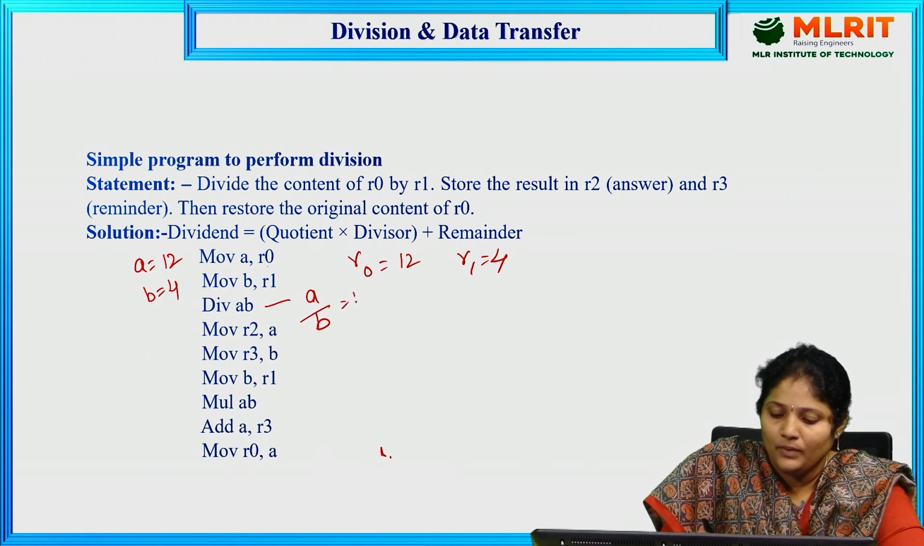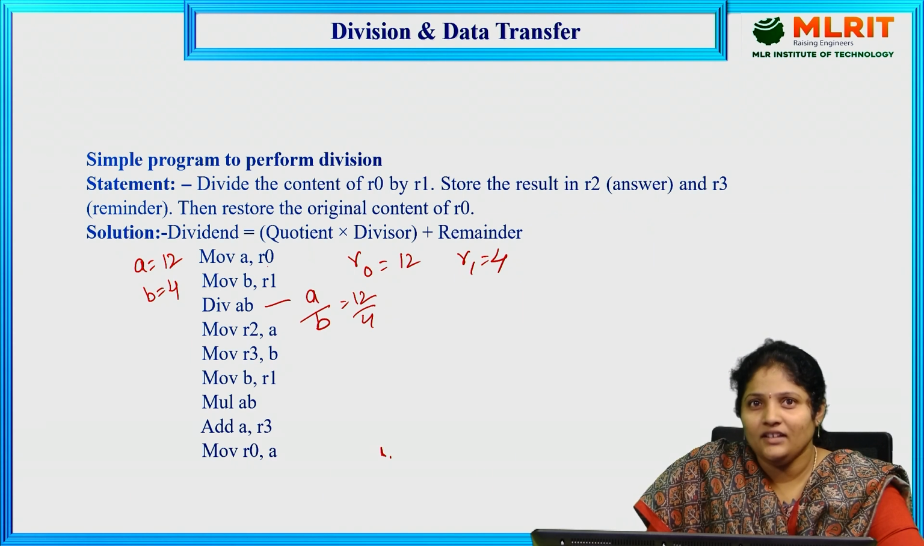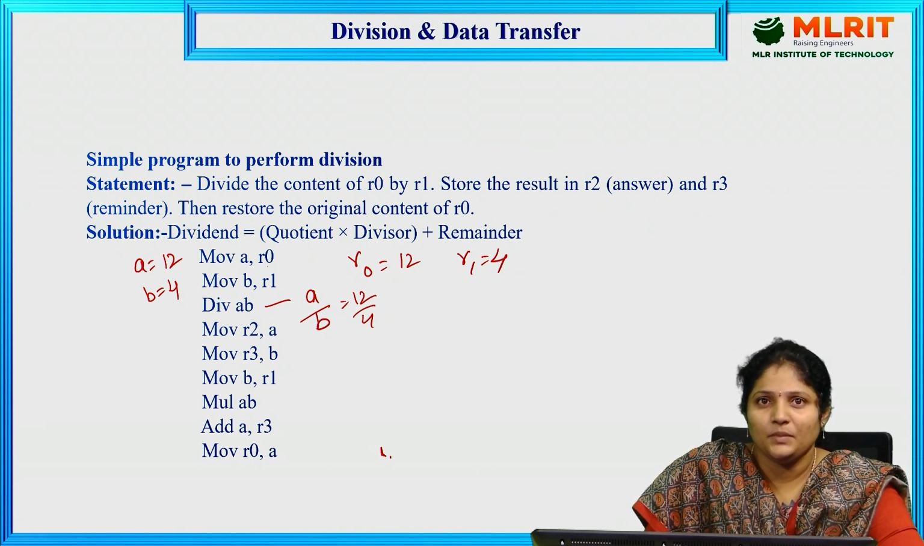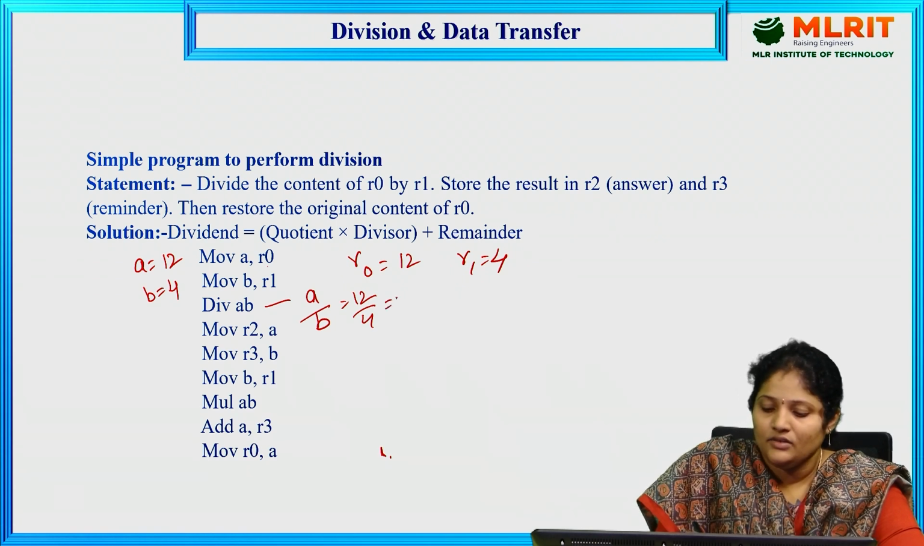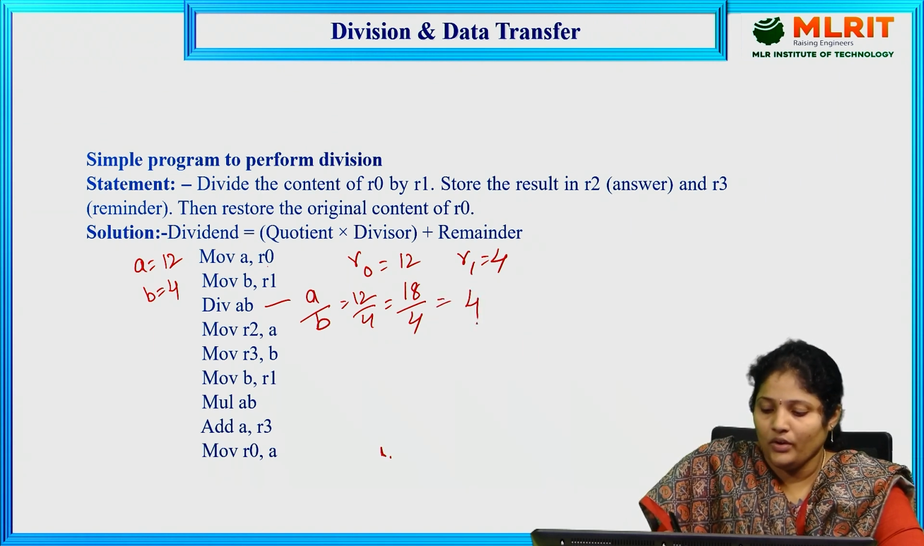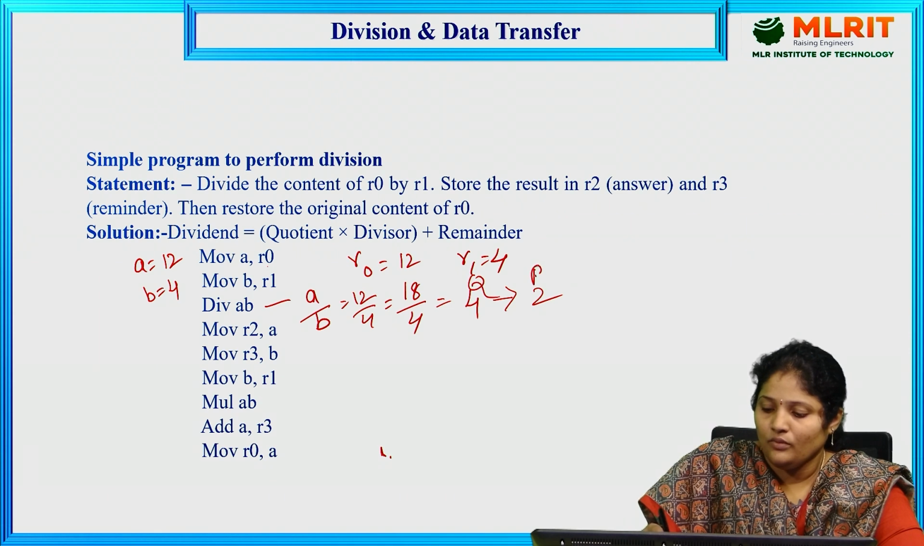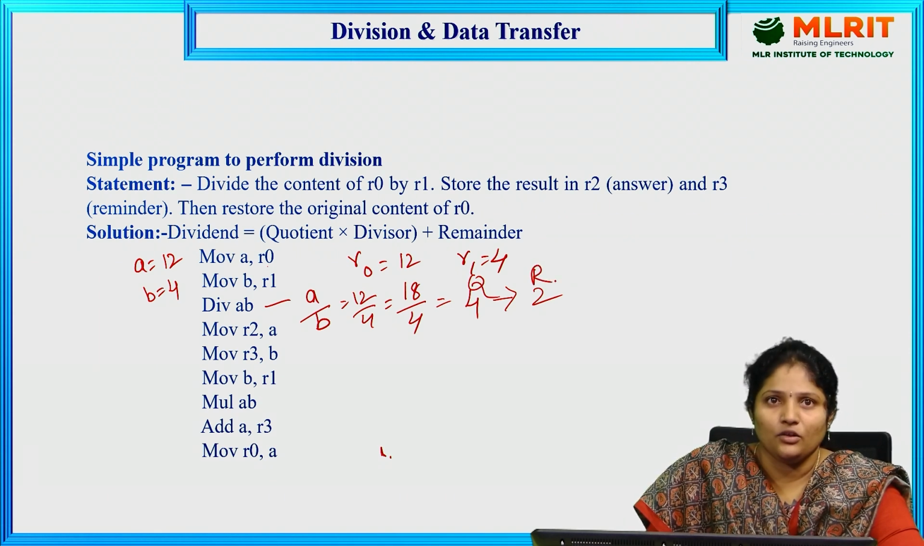So 12 by 4. Actually we will not get the 3. Are we getting the 3 over here? So let us check. That one is the hexadecimal number. So 1, 2 means 16 plus 2, 18. So 18 divided by 4. What we will get? So 4 as the coefficient and the remainder is 2. So we will check whether we are getting that or not.